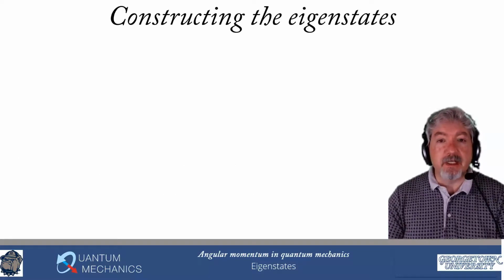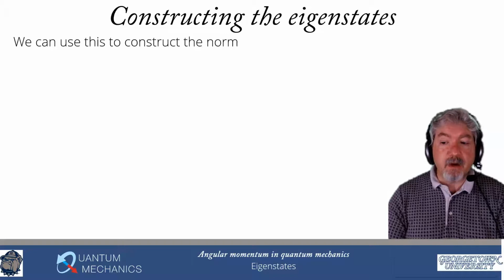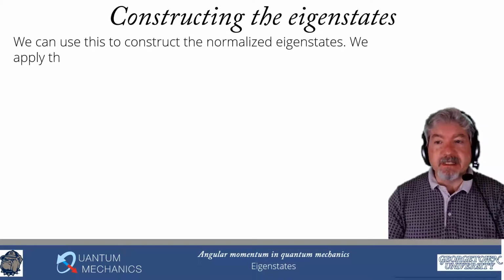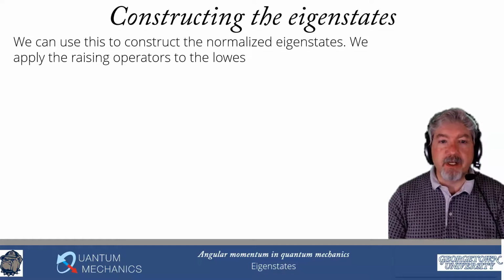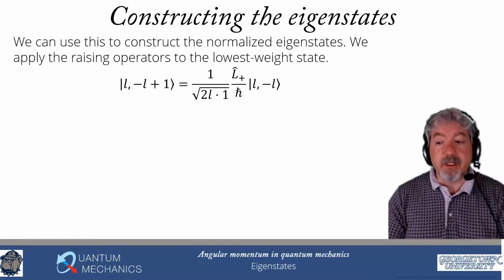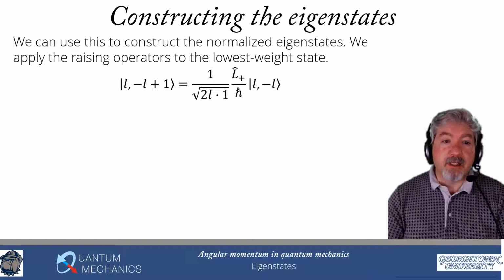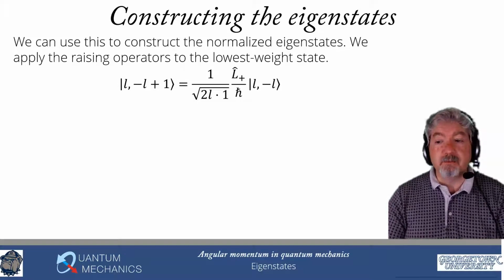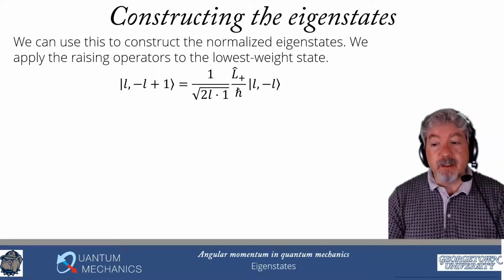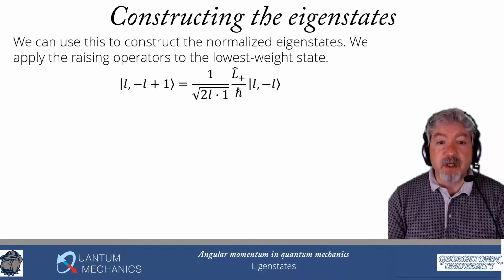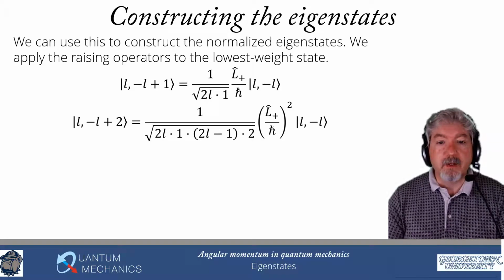All right, now let's construct the eigenstates. As we know, we just do that by applying the L pluses onto it. But now we know the normalization factors, so we can get exact results for all of the eigenstates by applying the raising operator onto what we call the lowest weight state, which is the state with the minimum L. And so the state with minus L plus 1, I just apply L plus divided by the number that will give me the correct normalization constant. I have to divide by an h bar, square root of 2L times 1. I do the same thing for minus L plus 2. I just operate L plus over h bar one more time and divide by the normalization factor.